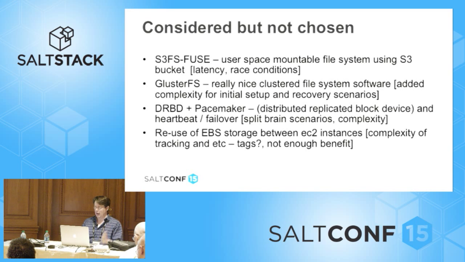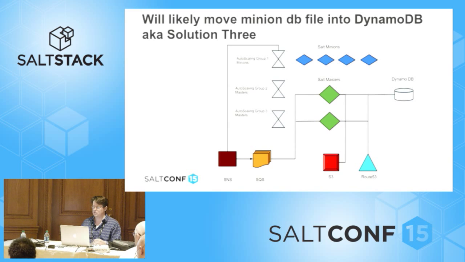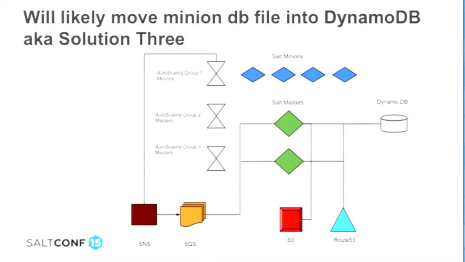So as I said, this is an iterative project right now, and the lessons I've learned lead me to possibly solution 3, which is taking what was a minion DB file that would be pushed into S3 by both of these saltmasters and moving that information into DynamoDB. And then using optimistic concurrency for not blocking, but deciding who gets to do things. And that's really the big thing.